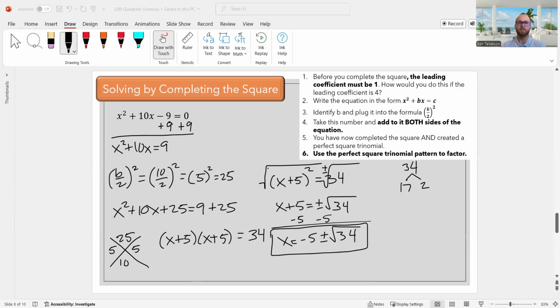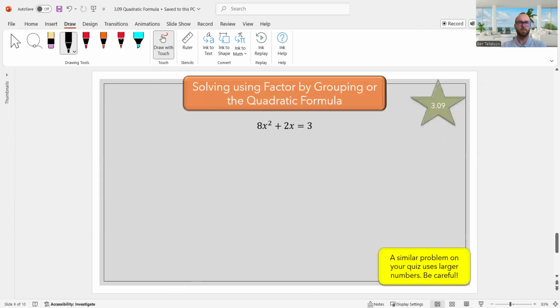All right. So hopefully you got that one right. If not, that's okay. Just practice. We're going to work on another problem here where we're going to factor by grouping or the quadratic formula. Take your pick. Which way do you prefer? I'm going to use factor by grouping because we haven't done that today. How do we factor by grouping?